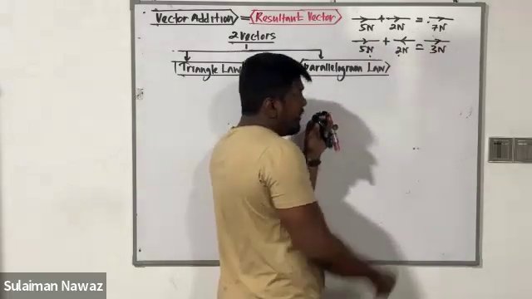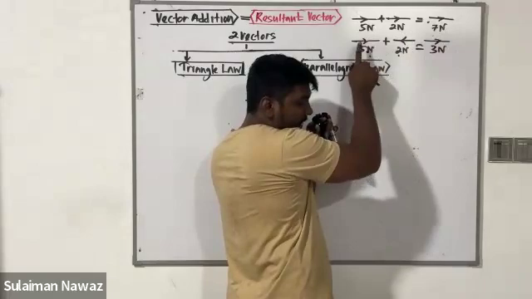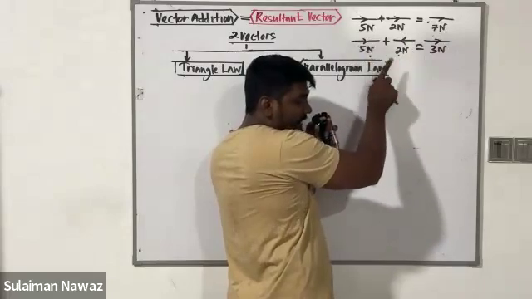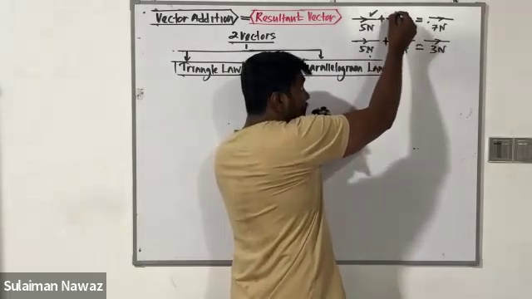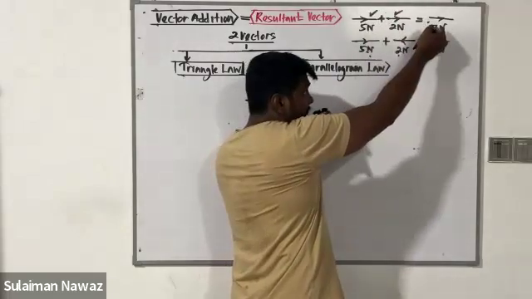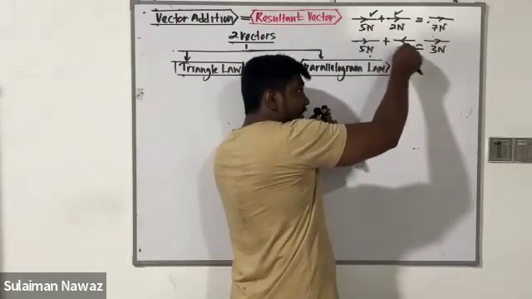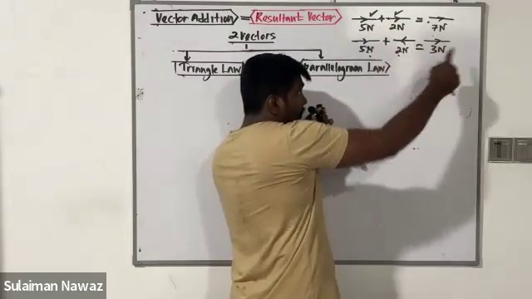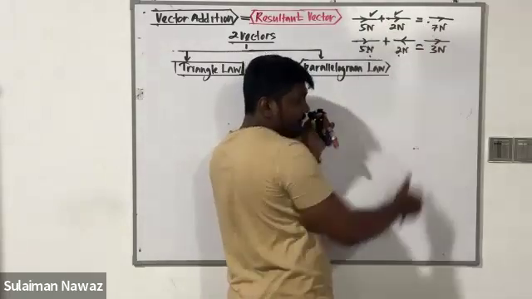You understand the story? When the direction is different, we can't always add to get the resultant. When the direction is the same, yes, we can always add to get the resultant. But when the direction is different, you can't add. In this case, you have to subtract. 5 minus 2, 3. The vector addition, the resultant, is 3 Newton.